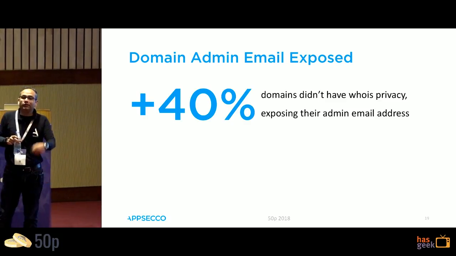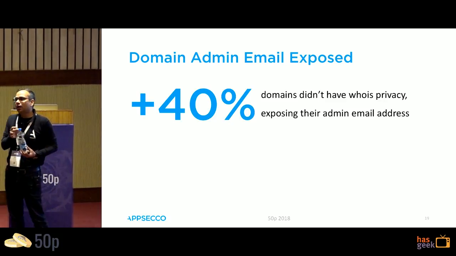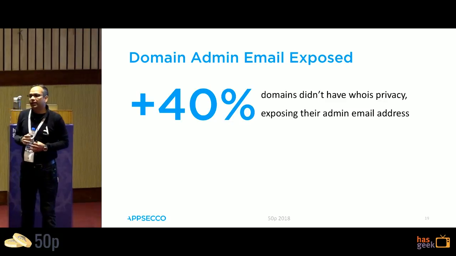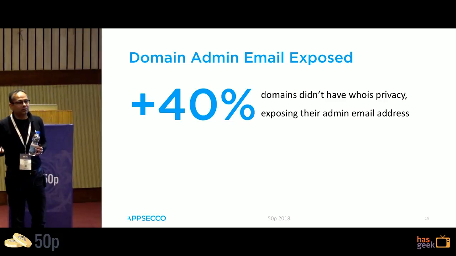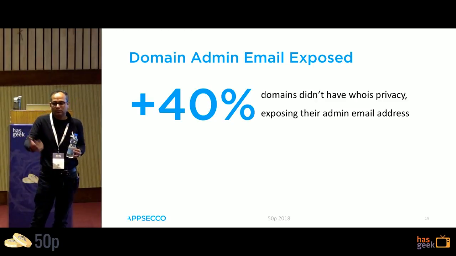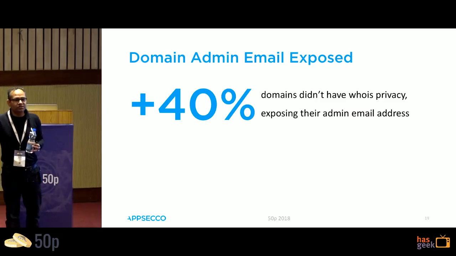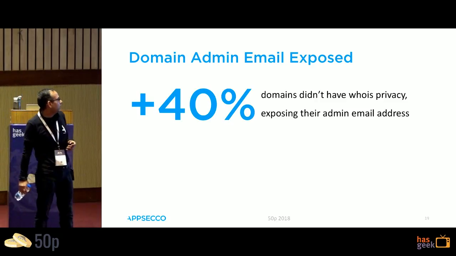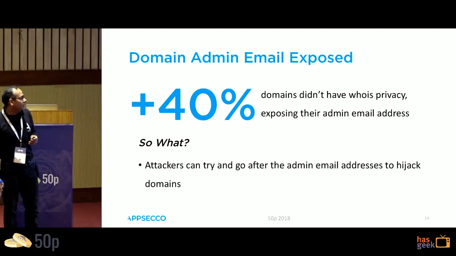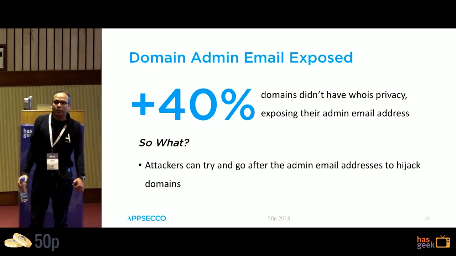And like the global sports body, 40% of the total data did not enable Whois Privacy. What is Whois Privacy? Whois Privacy enables you to mask the actual domain email ID. It will give you some kind of a surrogate, which you will receive the email in your inbox, but the person sending you the email will not know what the actual domain ID is. Attackers can try and go after the admin email address to hijack domains. Why will they try and hijack domains?